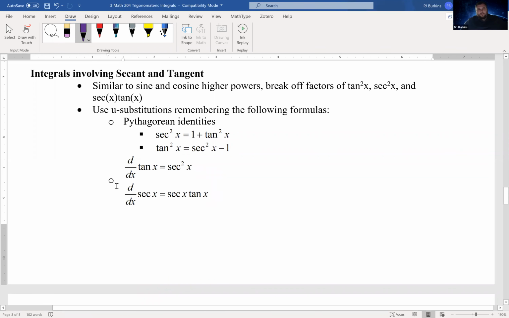Okay. So we should know that the derivative of tangent is secant squared, and the derivative of secant is secant tan. With the problems above, with the sines and cosines, we would typically break off a sine or a cosine, one of whatever trig function we can. In these problems, we need to break off either a secant squared or a secant tan, because we're going to use those as our du.